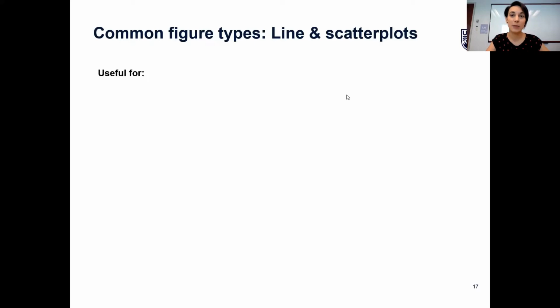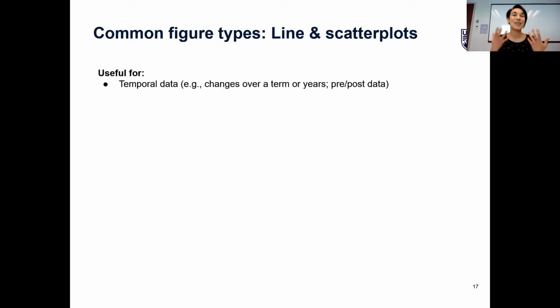We typically tend to think about line and scatter plots as being useful for things like temporal data. So looking at things like changes over a term, over years, looking at pre-post data, where you're trying to say what's happened as a change over time, as well as for things like continuous data. So looking at something like student grades, where they're on a scale.